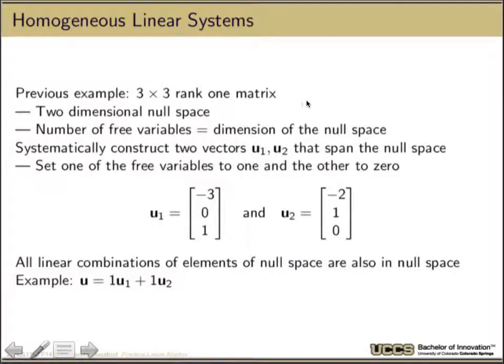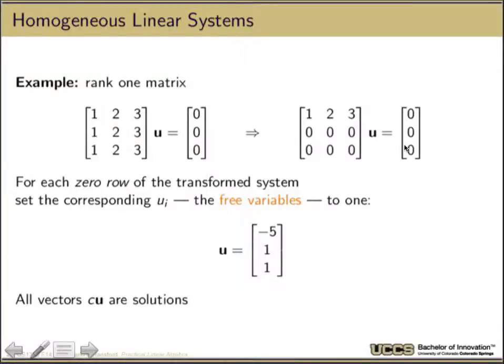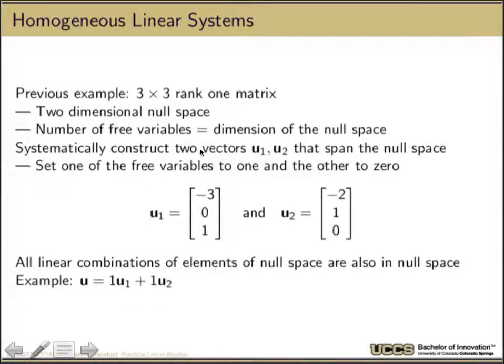So in that previous example, we had a 3 by 3 matrix, but it was of rank 1, which means we have a 2-dimensional null space. And so now we can ask the question, how do we span that null space? The number of free variables in this equation, the number of rows that were exactly equal to 0, gives us our null space size. So we're going to systematically construct 2 vectors that span the null space, and the basic idea is to set one of the variables to 1 and the other to 0.